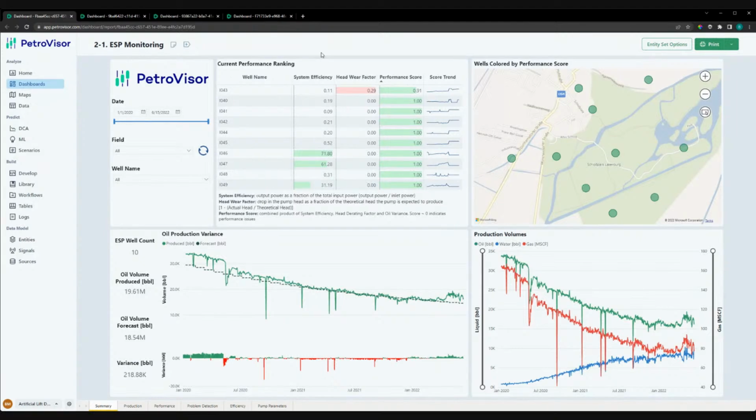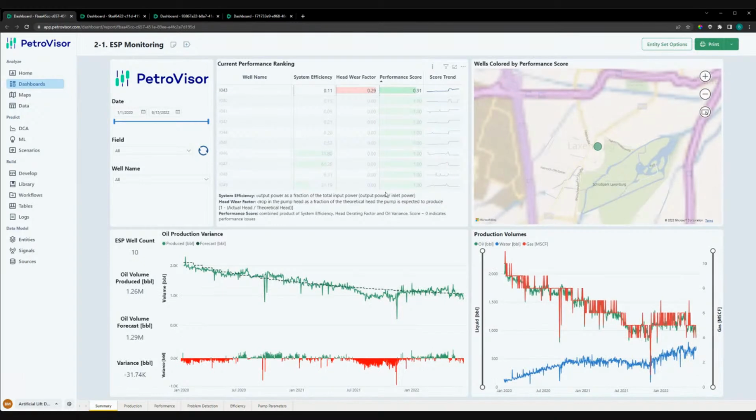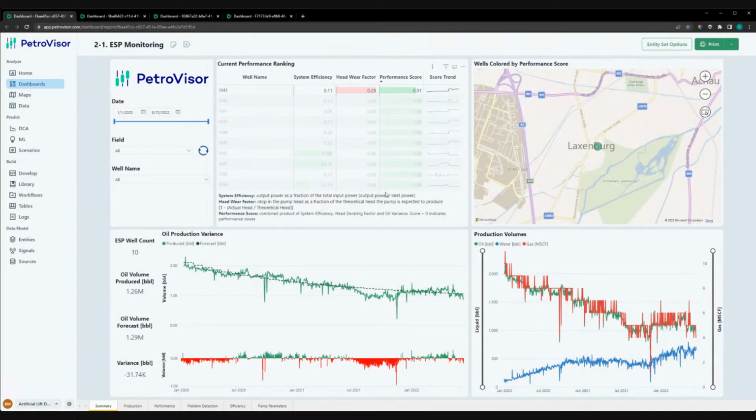So over time, are there stresses we're putting on this ESP well that we need to track, that we need to be aware of? So when I look here, I could see immediately that well number 43 is jumping out. So well number 43 is experiencing some wear. I can click on that well. It's going to zoom right into the location.